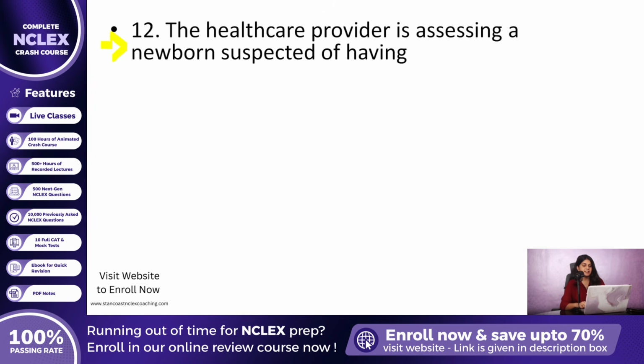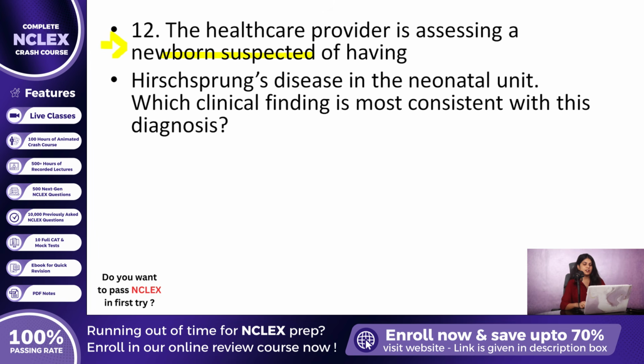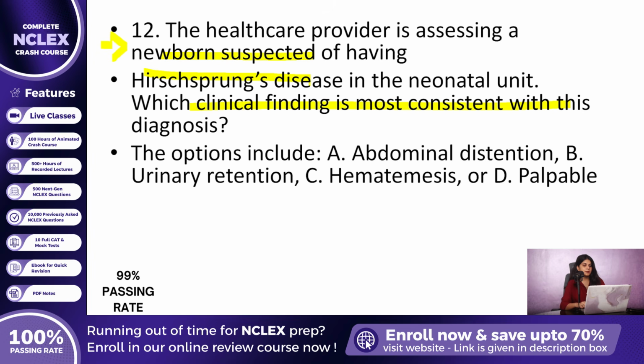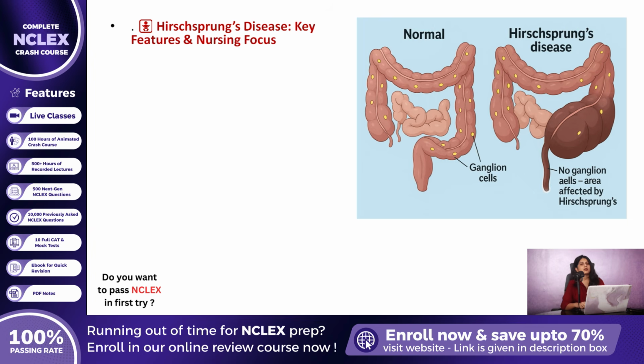The healthcare provider is assessing a newborn suspected of having Hirschsprung's disease in the neonatal unit. Which clinical finding is most consistent with this diagnosis? The options include A. Abdominal distension, B. Urinary retention, C. Hematemesis, or D. Palpable abdominal mass. The correct answer is option A. Abdominal distension. Here is the rationale.